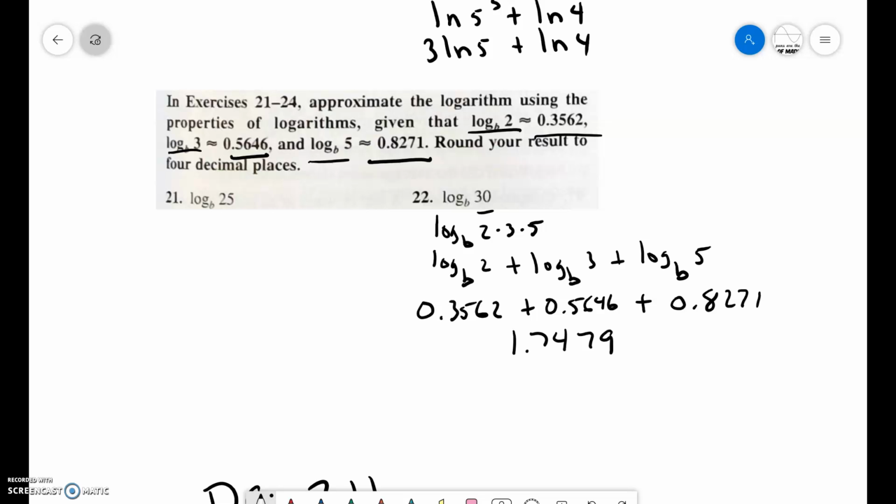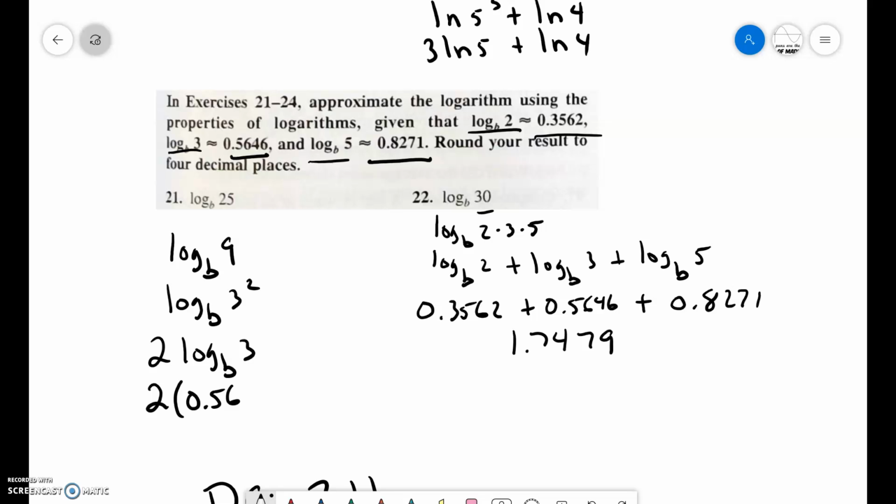Now I'm going to give you a little hint on 21 because I can see where possibly some of you would be a little confused. I'm going to make up a different problem. Let's say I said log base b of 9. Okay. It's similar. So I would write log base b of 3 squared. And then what do I do with the power? Well, I move it out in front. So 2 times log base b of 3. So what does that become? That would be 2 times 0.5646. I would just multiply those two and get the answer. You want to do something similar for 21.